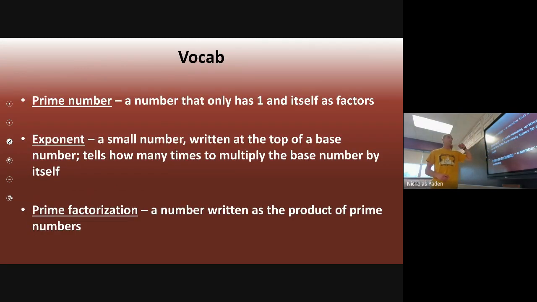Okay. So first of all, with prime factorization, you see a number there, prime, that goes along with prime numbers. Okay. So 3 terms I want you to get down. Pause the video: prime number, exponent, and prime factorization. Go ahead and get those down.